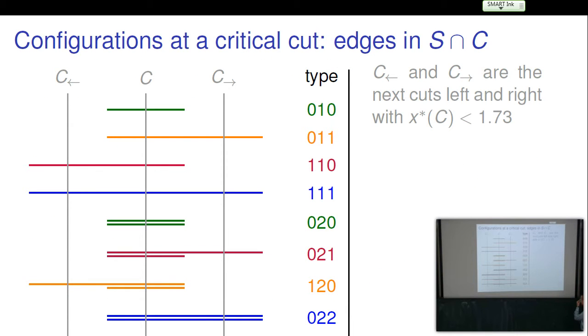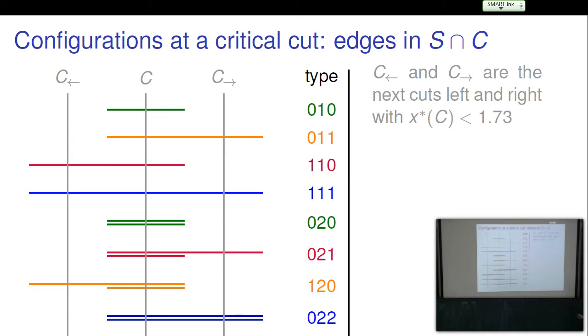Now let's look at situations that can happen at a narrow cut. So here C is a specific narrow cut that I'm now analyzing. And let C left and C right be the next narrow cuts, the real narrow cuts, I mean, those with value less than 1.73, to the left and to the right. They form a chain that we know.